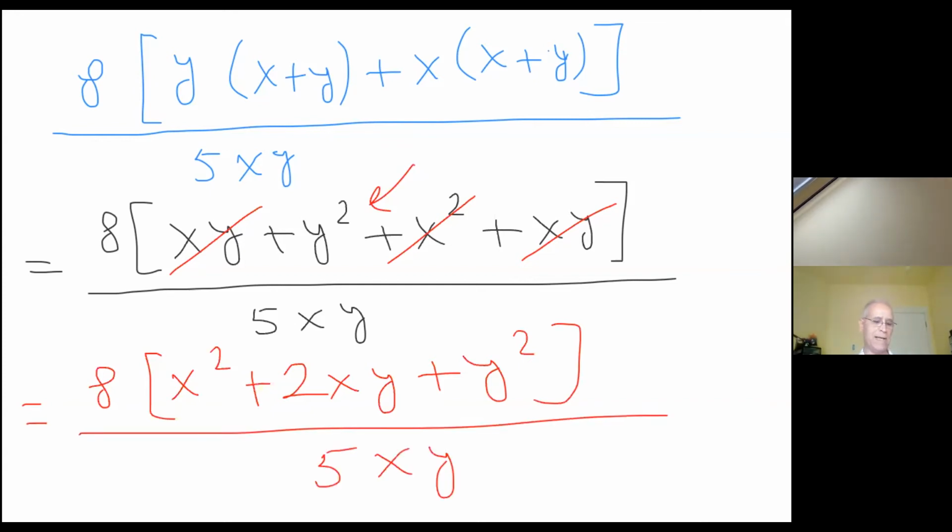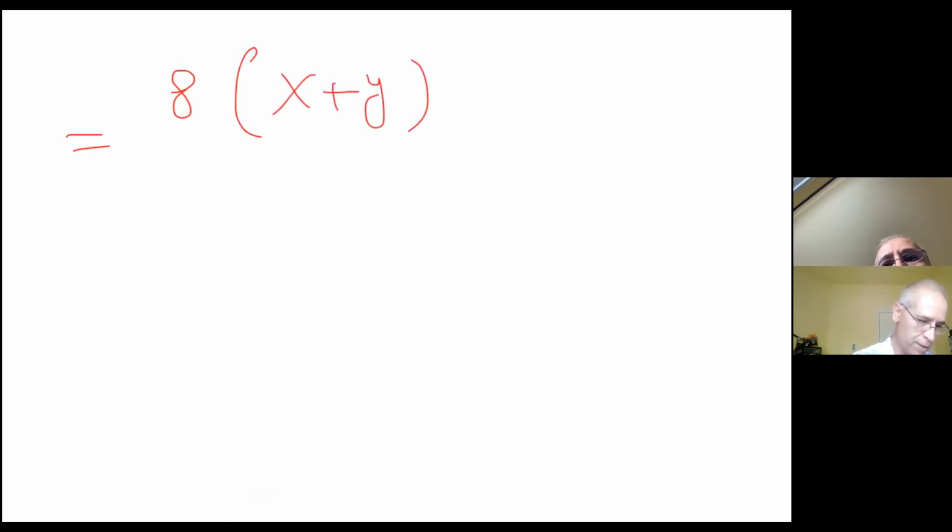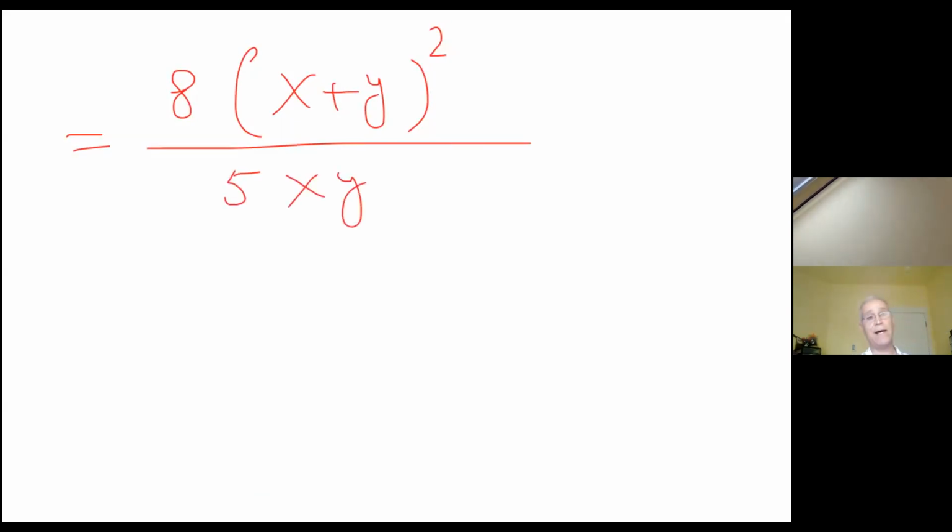And I'm going to notice that actually x squared plus 2xy plus y squared is factorable. Going to the next page, so this equals 8 times, factoring the numerator gives me x plus y quantity squared over 5xy. And that is as good as it gets.